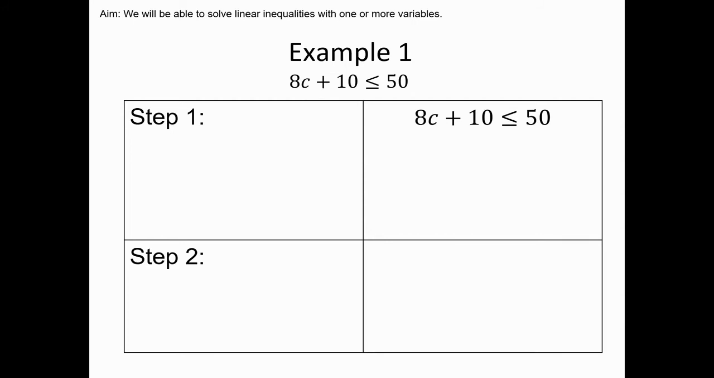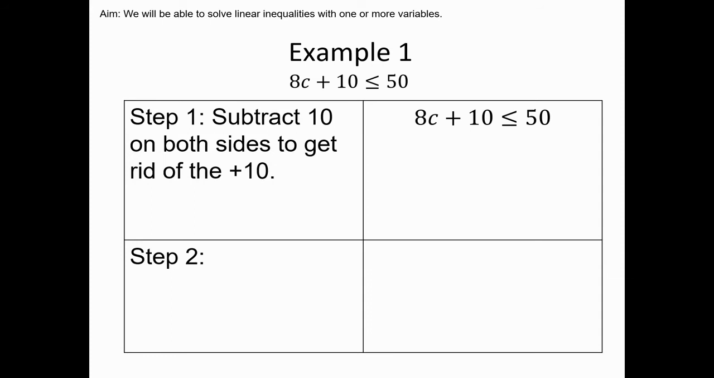Well, the first thing I should do is get rid of that 10, right? So I'm going to subtract 10 on both sides to get rid of the plus 10. That crosses it off, because the whole goal is to get rid of the 10. Now, after that's crossed off, on the left side all there is is 8c, so that drops down. Then we have less than or equal to 50 minus 10, which is 40.